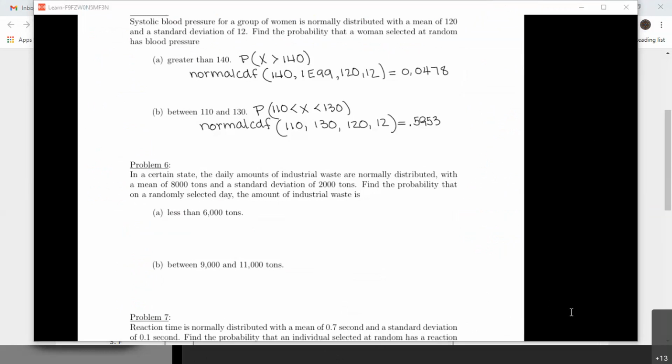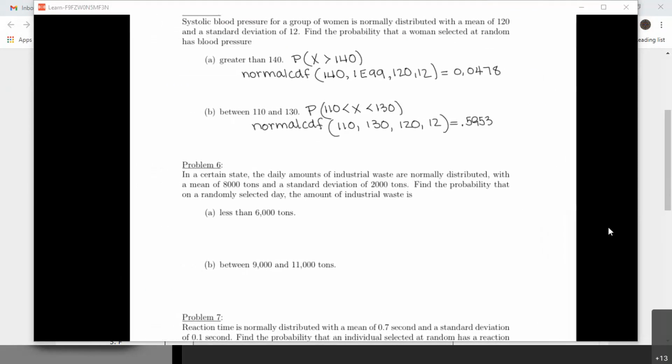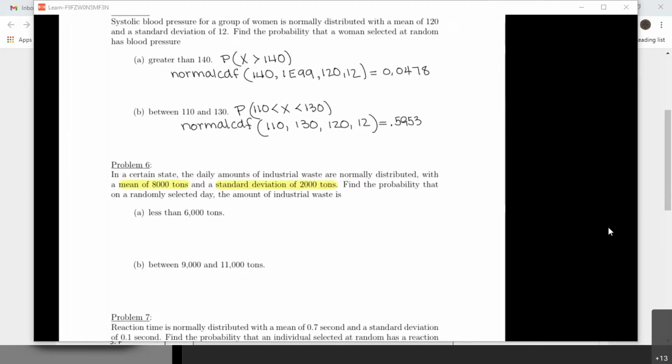Okay, so last thing we're going to do is you try question 6 or problem 6. Type done when you're finished. Okay, so it's again just making sure you can turn the words into probabilities. Okay, you try that one.